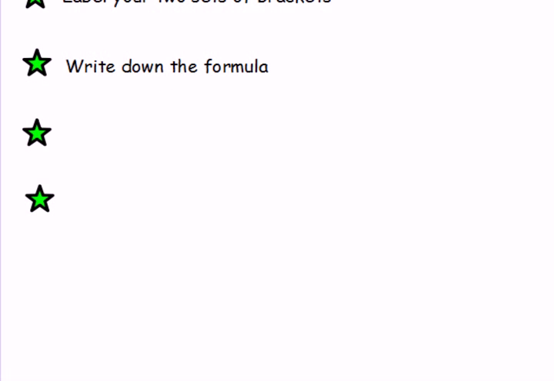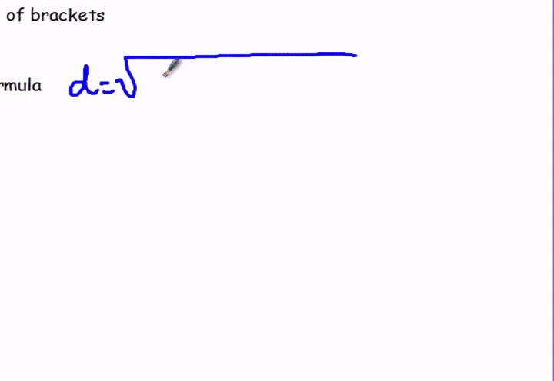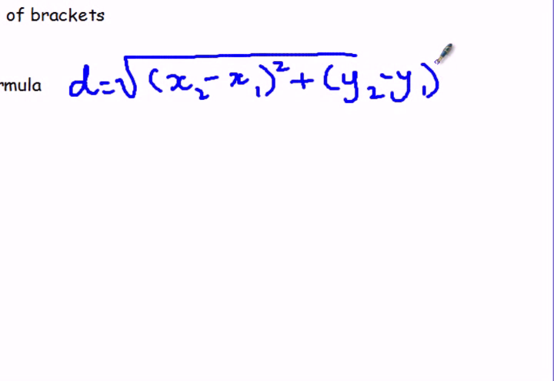Second step is write down the formula, and that's the formula that we just came up with on the previous page. So we need to write down that the distance is going to be the square root of the two x values subtracted from one another squared plus the difference between the two y values squared. Let's just extend that across there. The next step is substitute the values from the brackets.